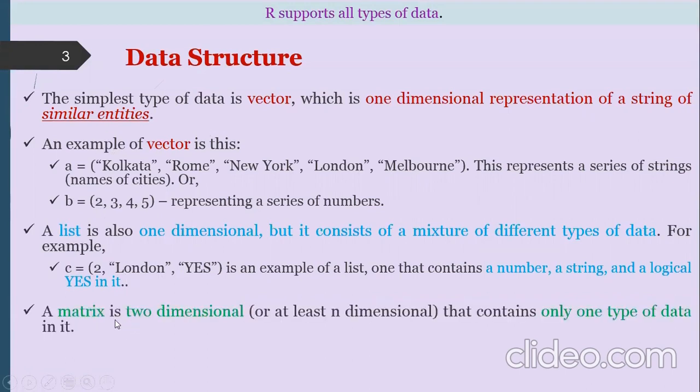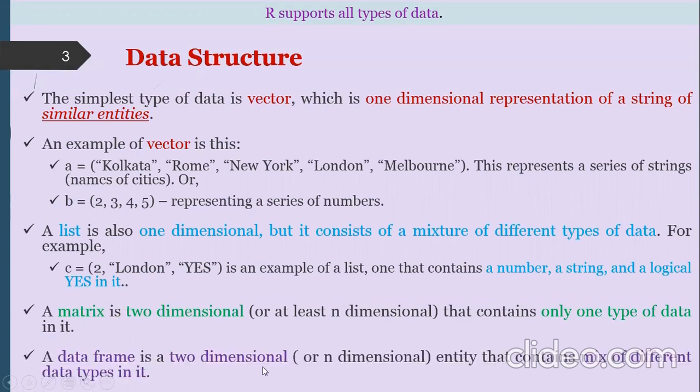Similarly, if the data is not one-dimensional but two-dimensional or more, like n-dimensional, and the data is of one type, that will be a matrix. But if the data is of multiple types, a mix of different types of data, that will be called a data frame. So a table could be a data frame if it contains a mixture of different data types.